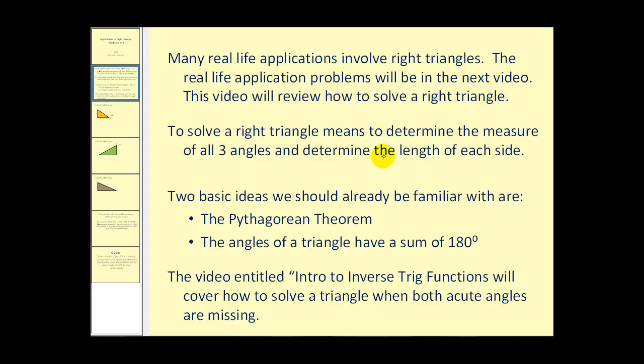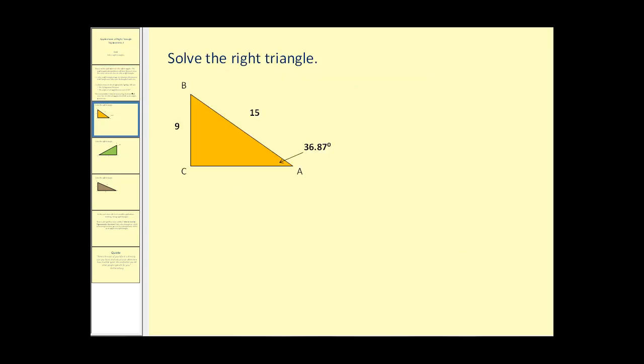To solve a right triangle means you determine the measure of all three angles and determine the length of each side. Two basic ideas we should already be familiar with are the Pythagorean theorem, and also that the angles of a triangle have a sum of 180 degrees. So let's solve this right triangle.